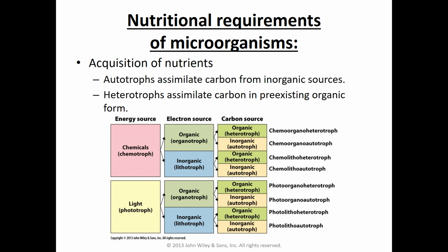Autotrophs assimilate carbon from inorganic sources, the most common being carbon dioxide, right from the atmosphere. Heterotrophs have to have pre-existing carbon. It has to be in an organic form already. Some other organism has to put it together for heterotrophs. They can't do it on their own. Do you see the difference there? Hetero meaning different, auto meaning self. Autotrophs themselves can take inorganic carbon and put it together. Heterotrophs are required to rely on others to put together organic carbon for them.